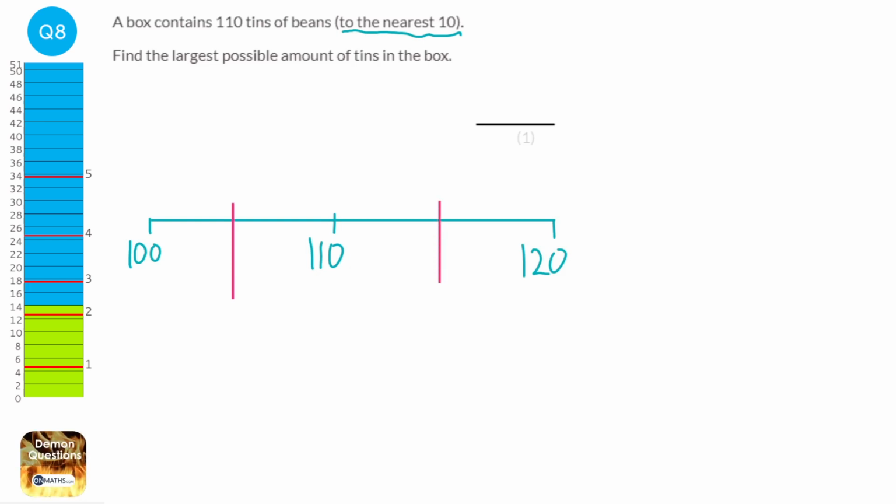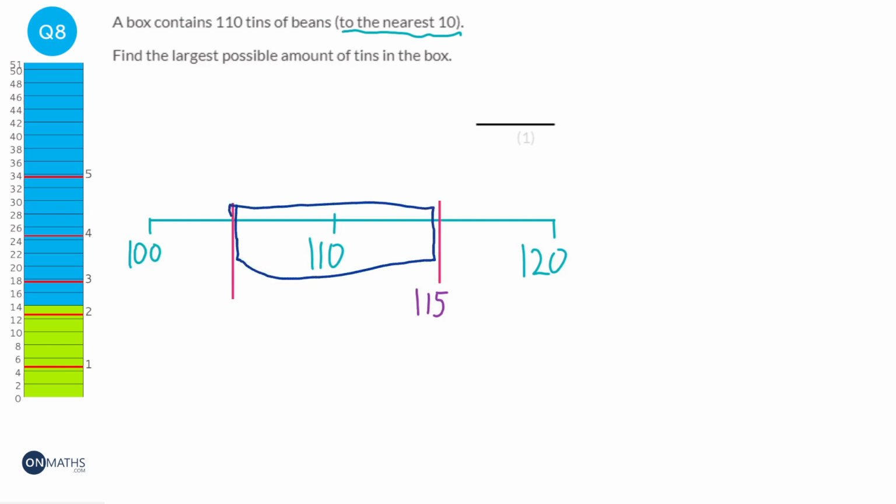If it goes above that cutoff point, it would have rounded to the next number up. So if the number was here, it would round to 120. If the number is on the cutoff point, which we can see is going to be 115, then we know it would round up. So we need to find the biggest number in this part here, and it includes this line actually, so it includes this line.